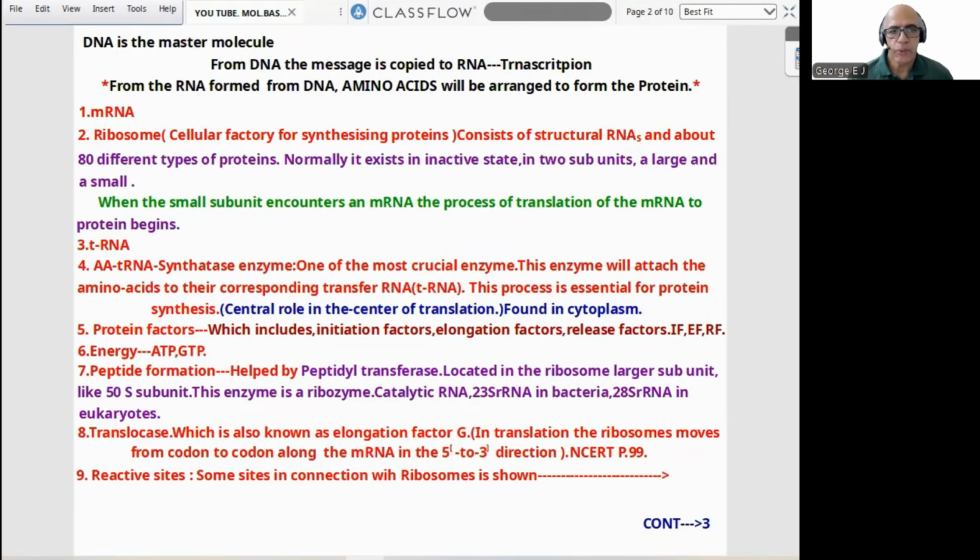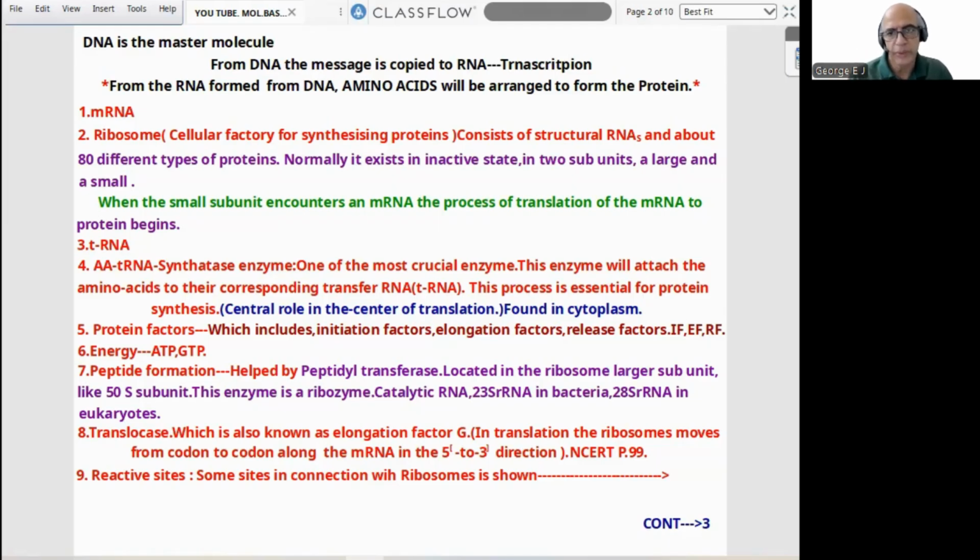See, in the second page, we can find when we start. So DNA, no doubt, is the master molecule. From DNA, the message is copied to single-stranded RNA through transcription. DNA gives to RNA, and from that RNA form, amino acids will be arranged to form protein. That is the sequence, and that is what we are going to study in this episode, and what all things are required, which chemicals are involved. One by one, we can explain. Everything I have given, this will be easy for you.